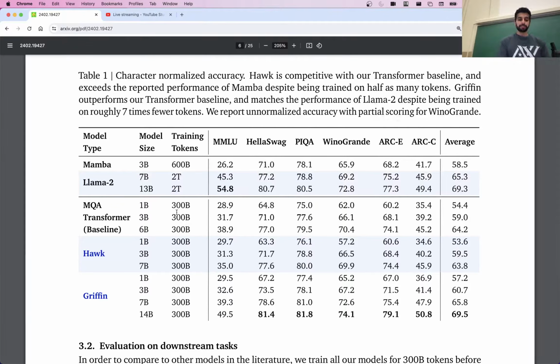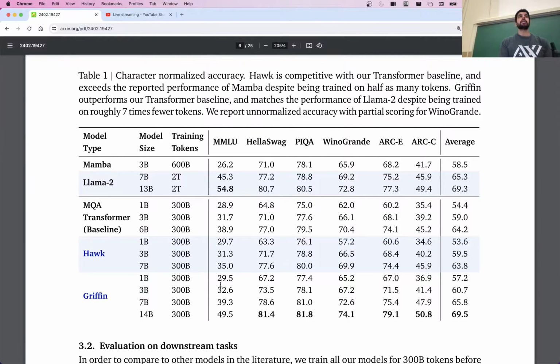So let's look at their Hawk model first, which has no attention. It's just these linear recurrent blocks. We see that on this MMLU benchmark, you are getting better performance as you scale up the model size, which is also something we observe in transformers. It is the desirable thing to see, right? As we get bigger models, the model is capable of learning more from the same data.